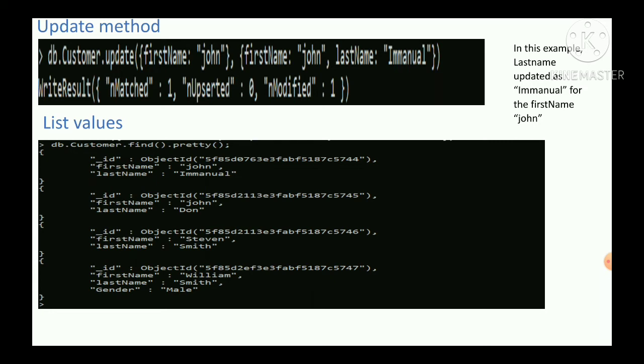I need to find the first name as John, and I just replace it. So first name as John and last name as Emmanuel. Okay, so the record is getting updated. If I give the pretty method, it will show the first record as John Emmanuel and the second record as John Don. So the two records are unique, so we can use the update also.